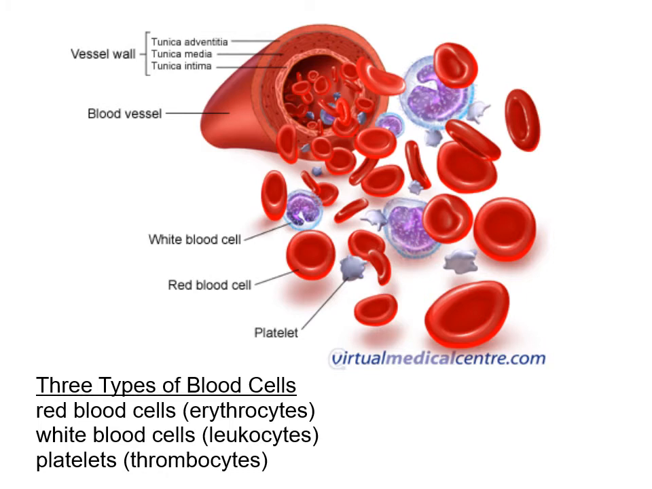So we're going to start by talking about the formed elements. There are three types of blood cells that we're going to be talking about. Red blood cells, and their scientific name is erythrocytes. There's white blood cells, and their scientific name is leukocytes, and platelets called thrombocytes.